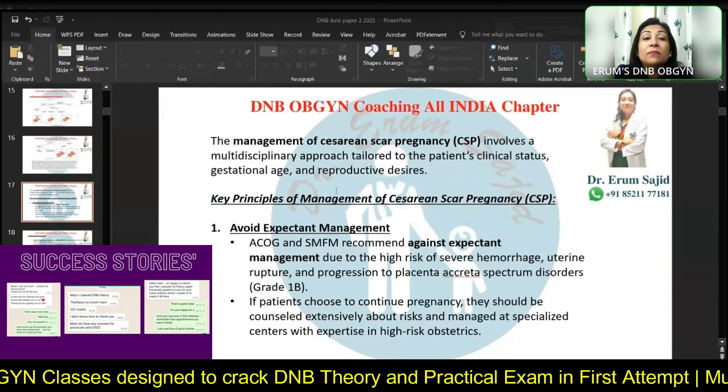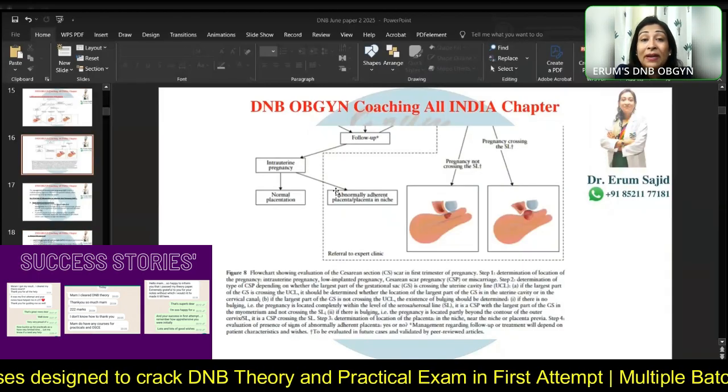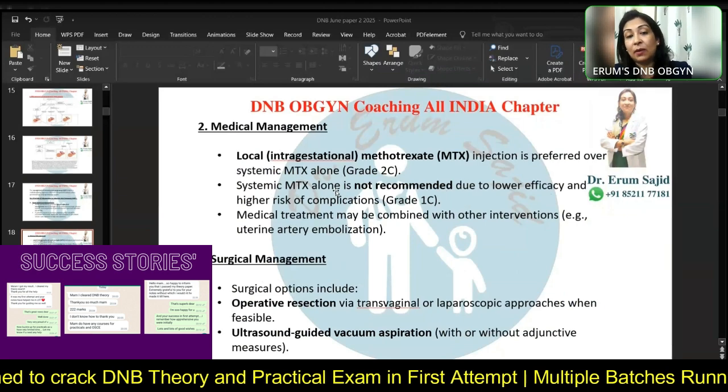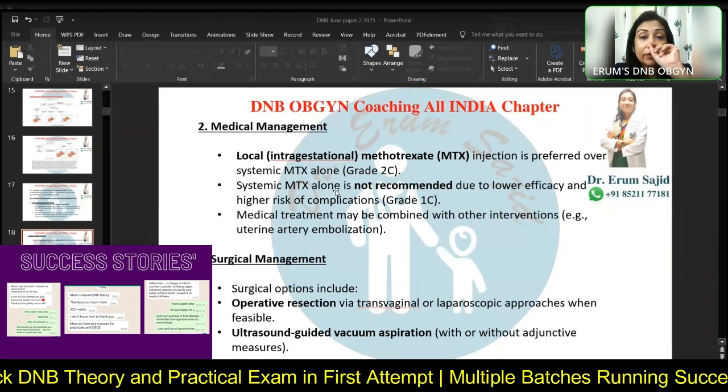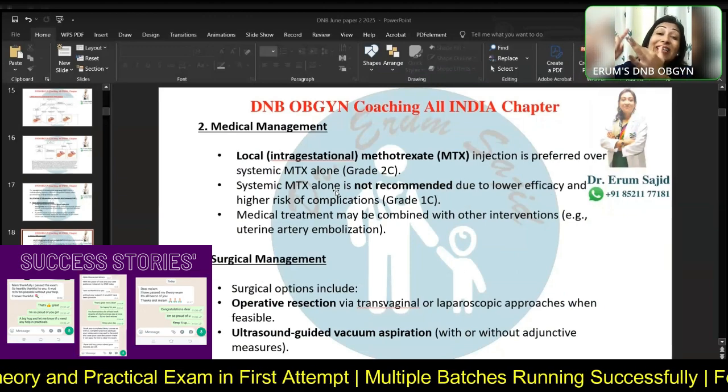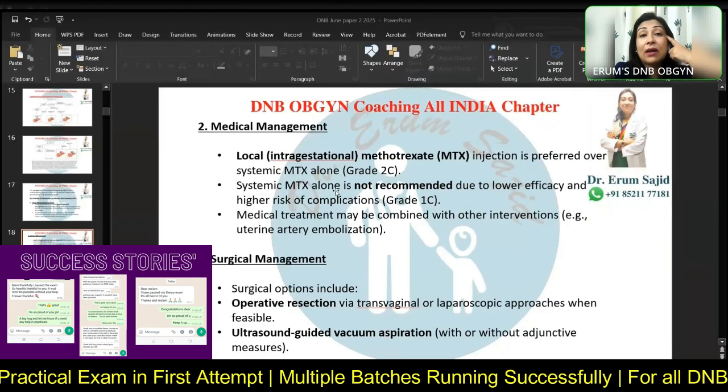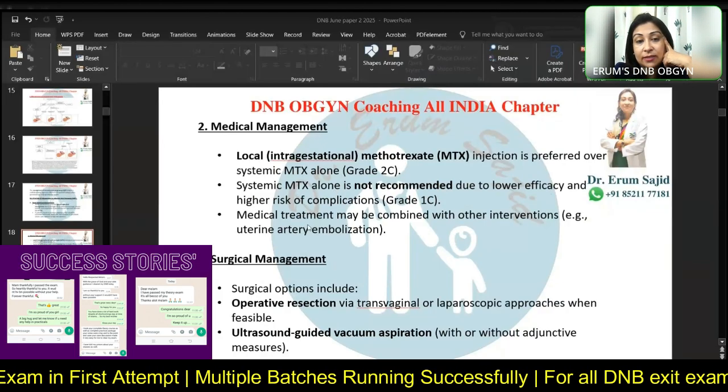No expectant management, role of medical, but local plus systemic both. Surgical, if you want to go for it, please go ahead with uterine artery ligation, embolization, or at least ballooning, then go for suction evacuation, not otherwise.